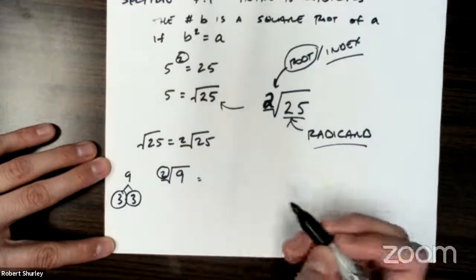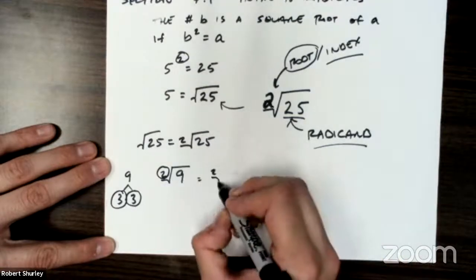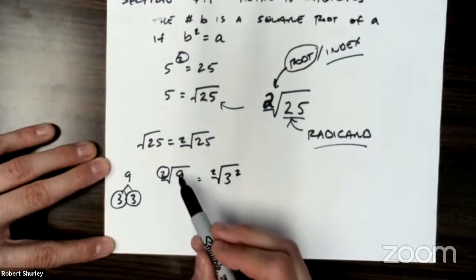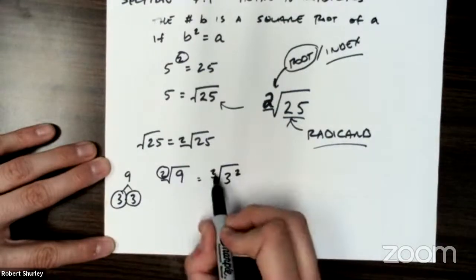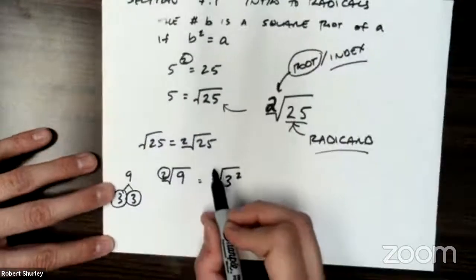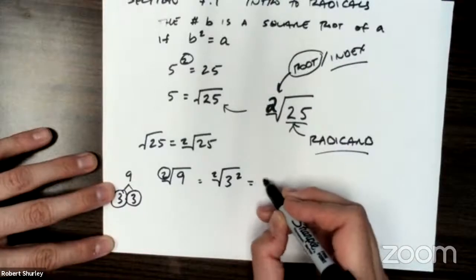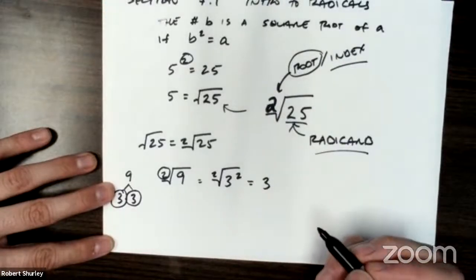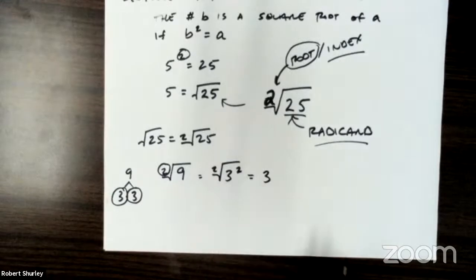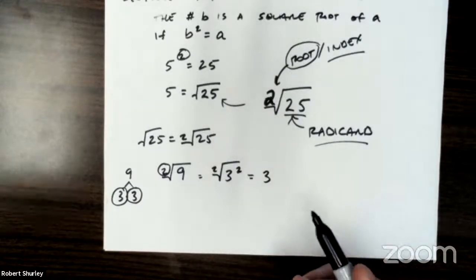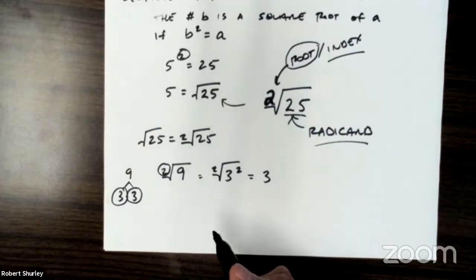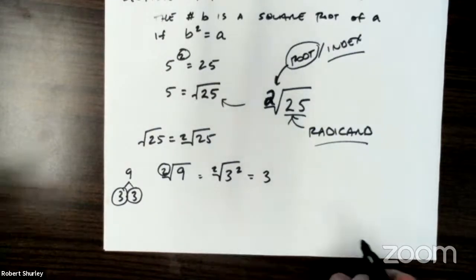So also, the way we can write this is the square root of 3 squared, right? 3 times 3 is 9, so 3 squared is just 9. And what happens is the exponent inside cancels with the root outside, and it leaves you with 3. Kind of neat. The exponent on the inside cancels with the root on the outside, and it leaves you with 3.